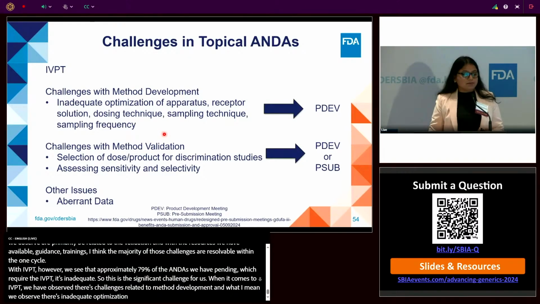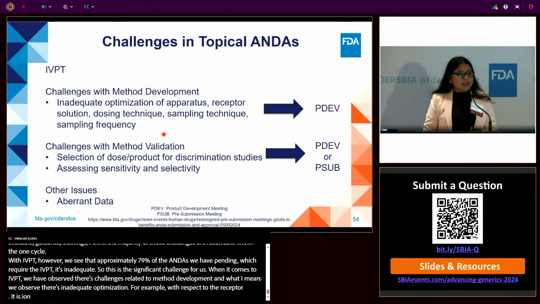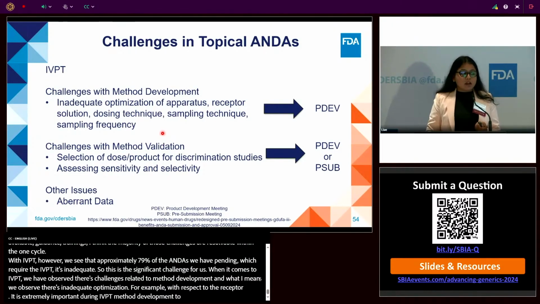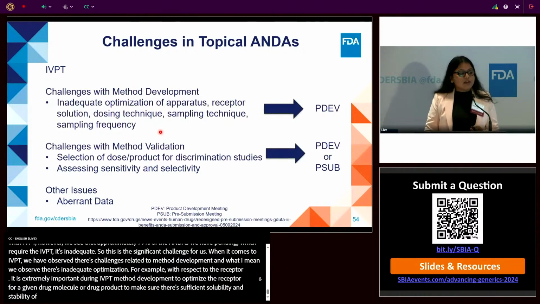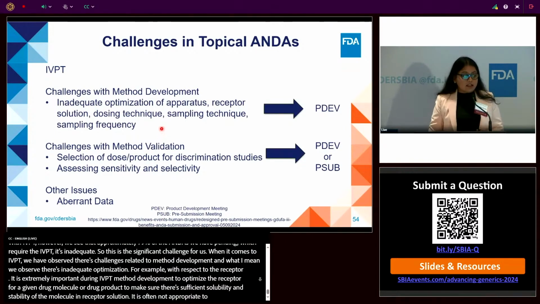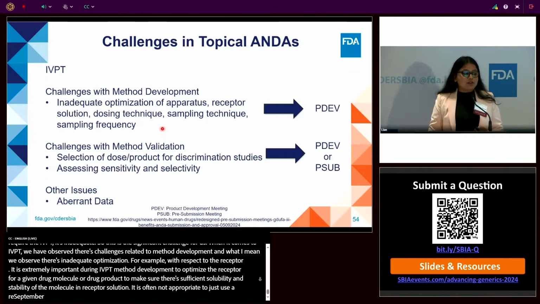receptor solution. It is extremely important during IVPT method development to optimize the receptor solution for a given drug molecule, a given drug product, to ensure that there is sufficient sensitivity, sufficient solubility and stability of the molecule in receptor solution. And it is often not appropriate to just use a receptor solution that is available in the lab and proceed to method validation and pivotal studies.